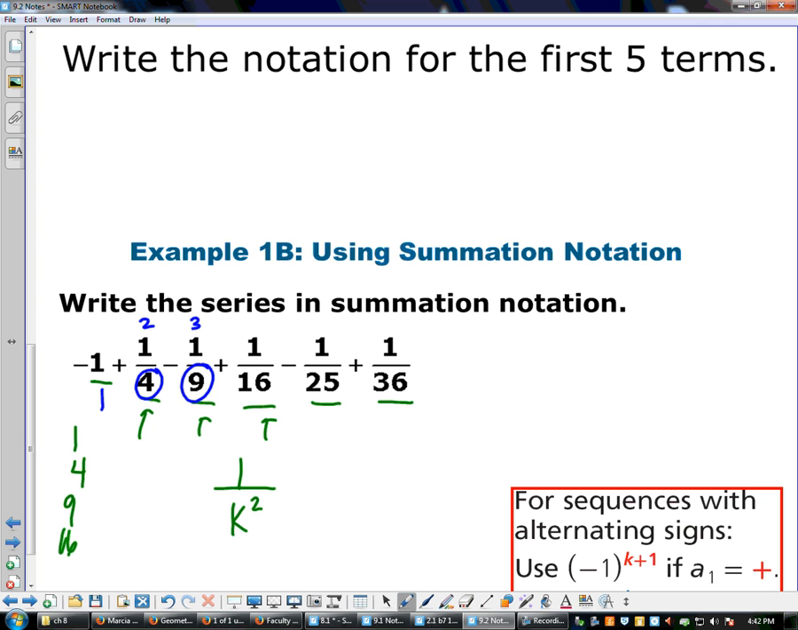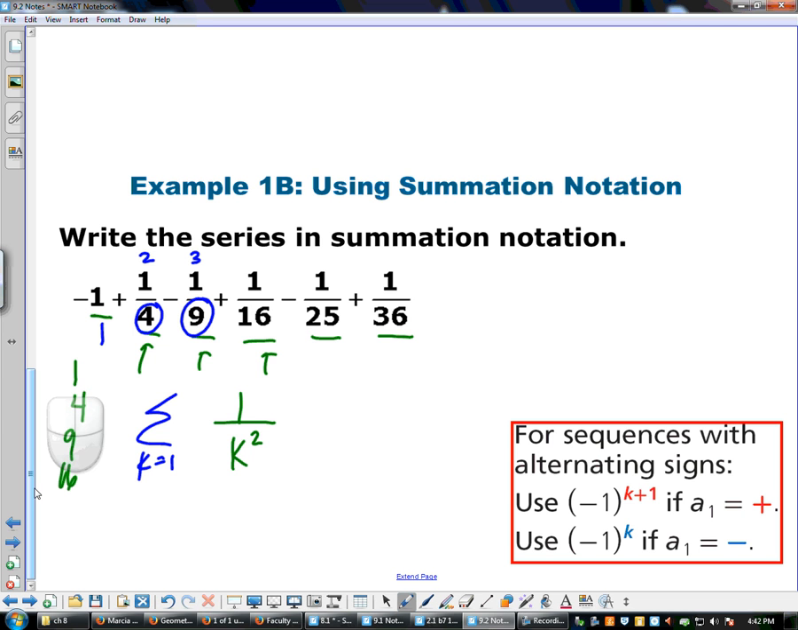So if I add this into my summation, we know at least that this is going to go from when k is equal to 1 to when k is equal to, well, we had 1, 2, 3, 4, 5, 6 terms. So that part, 1 over k squared, would get us the fraction that we have.